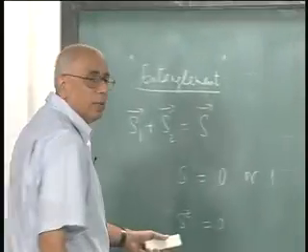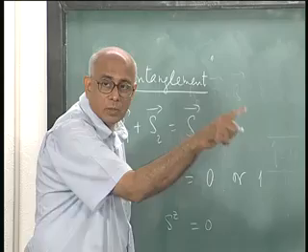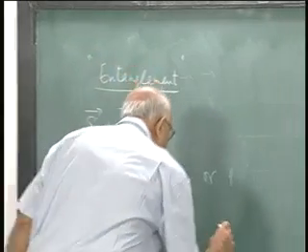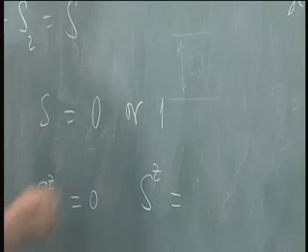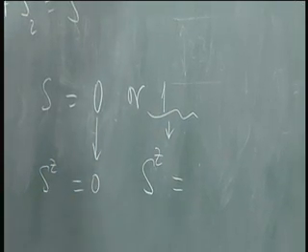This is the only possibility here. But the moment I say S is 1 in units of h cross, then what are the possible values of Sz? So corresponding to this you have this, and corresponding to this, what are the possible values?